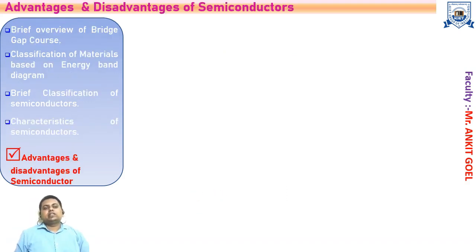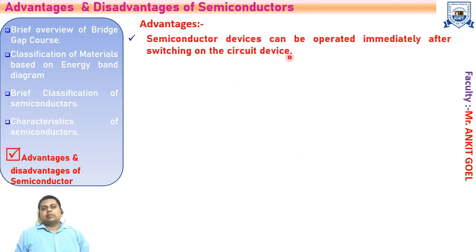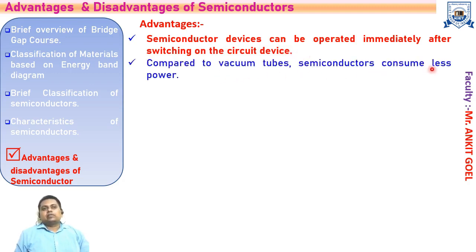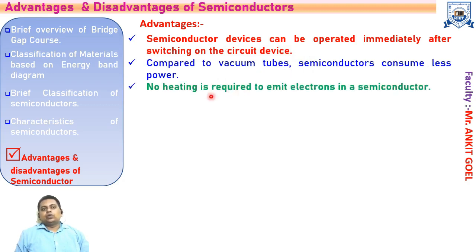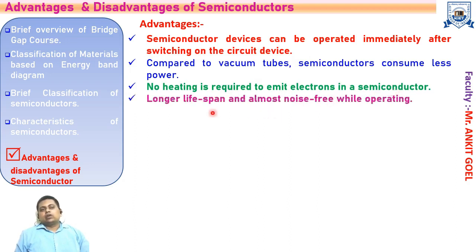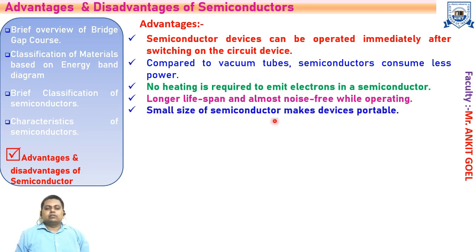Some of the advantages and disadvantages of the semiconductor. Let's discuss the advantages first. Semiconductor devices can be operated immediately after switching on the circuit. Basically, these are advantages with respect to vacuum tubes, right? Earlier, vacuum tubes required so much time to start. In comparison, semiconductor devices can be operated immediately after switching. They also consume less power in comparison to vacuum tubes. No heating is required to emit electrons in semiconductors. They have a longer lifespan and are almost noise free while operating. It's a good positive point we have with the BJT and diodes.